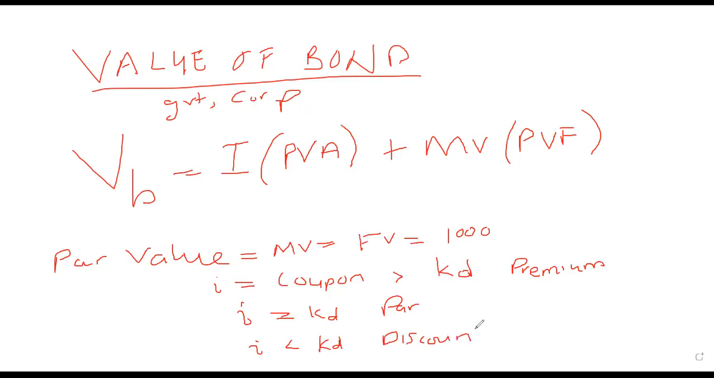Now, the coupon interest, when you multiply it by the par value, you make what is called the coupon value. So when you multiply our coupon interest times the face value, the maturity value, we call this capital I, which is a coupon payment, or sometimes you can use PMT.